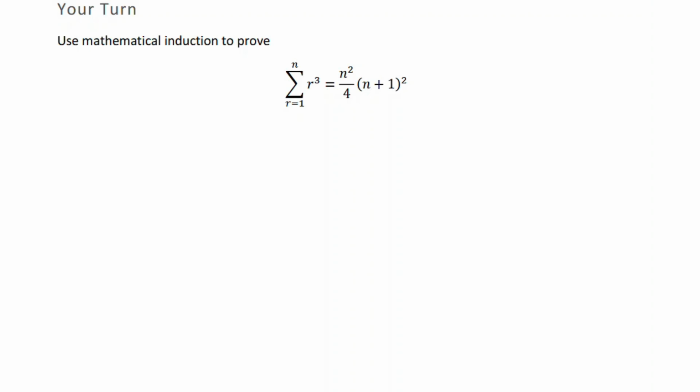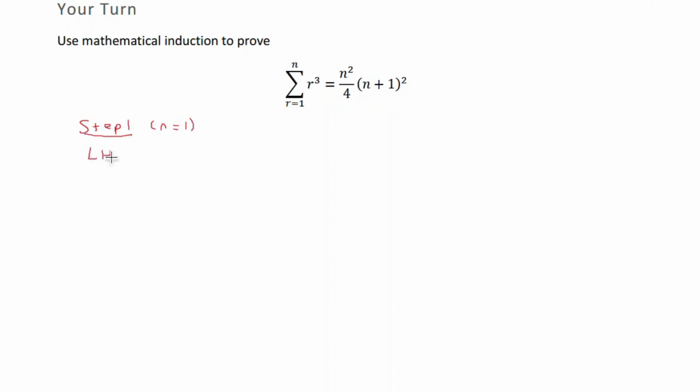Using mathematical induction, we're going to prove that the sum of the cube numbers is equal to n squared over 4 times n plus 1 squared. Using proof by induction, so we're going to use our 4 steps. Step 1, which is when n is equal to 1.